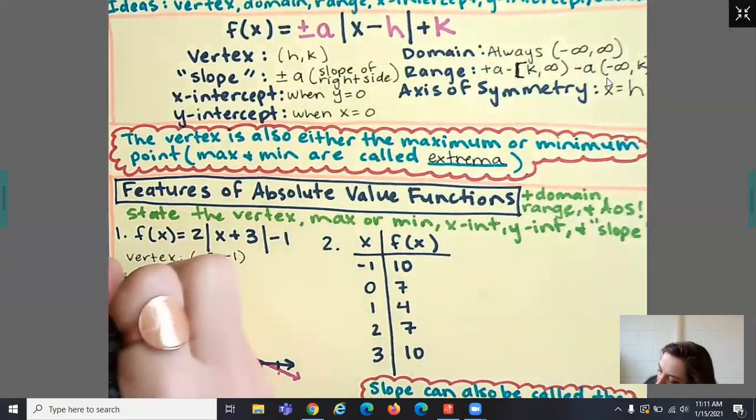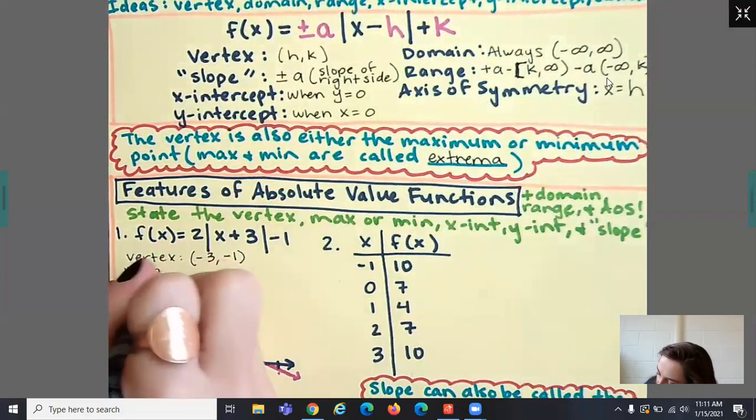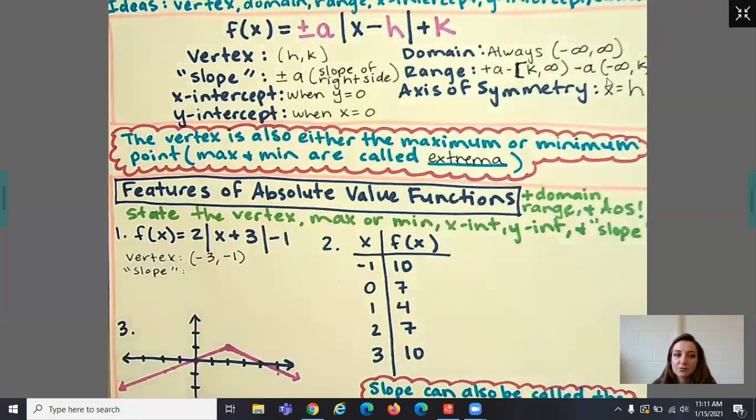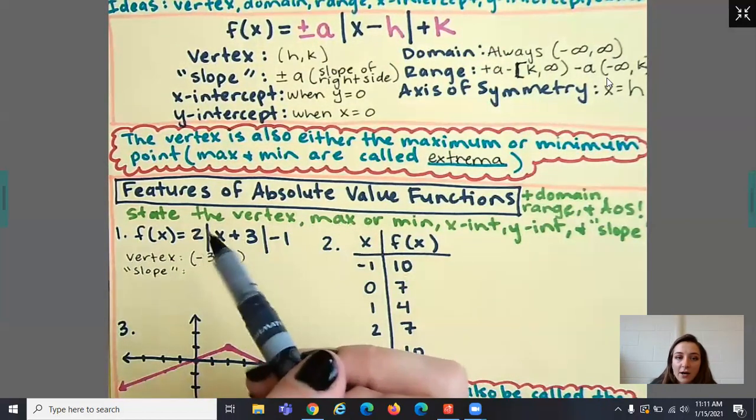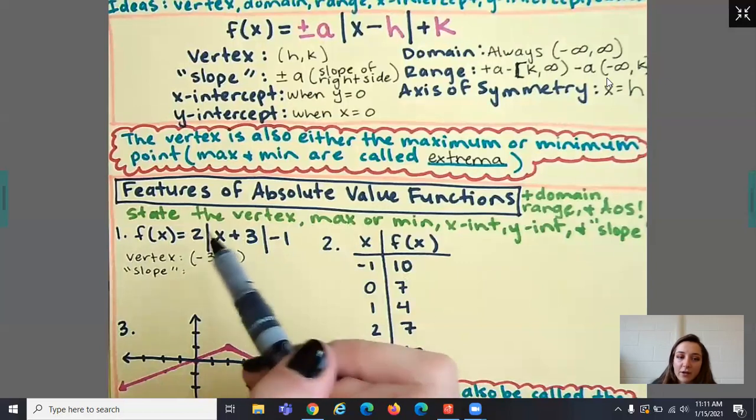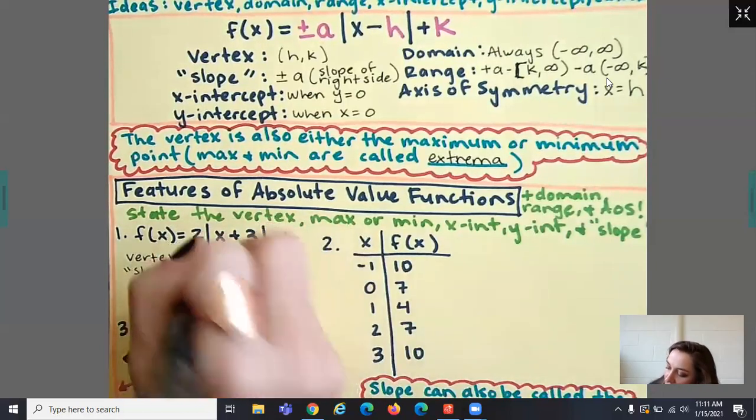Okay, let's do our slope. And this is really just the slope of the right side. And the slope of this right side is just going to be the number up in the front. So the number in the very front of the absolute value is 2. That means the slope of the right side is 2.